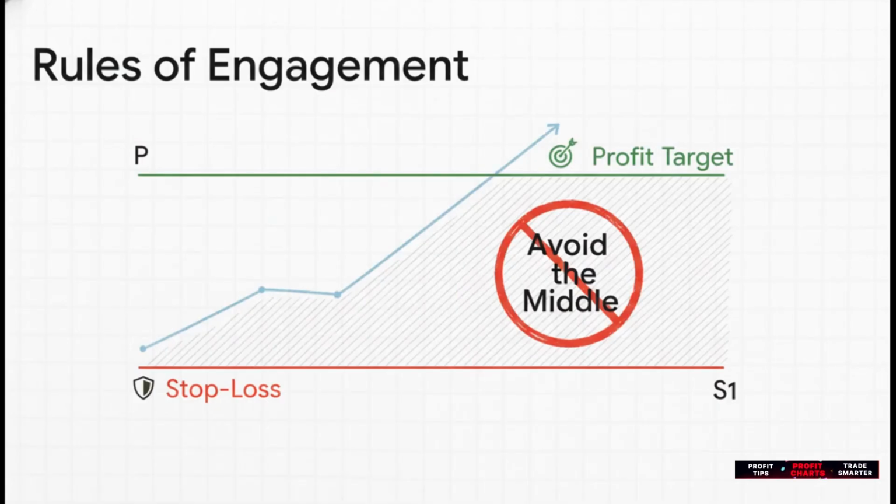Think of these as your non-negotiable rules of engagement. Your stop loss always goes just on the other side of the level you're trading. That's what protects you if you're wrong. Your profit target is just the next pivot level up or down. It's that simple. And I can't say this enough, avoid trading in the middle. That space is a trap. It's where uncertainty is highest and your odds are lowest.